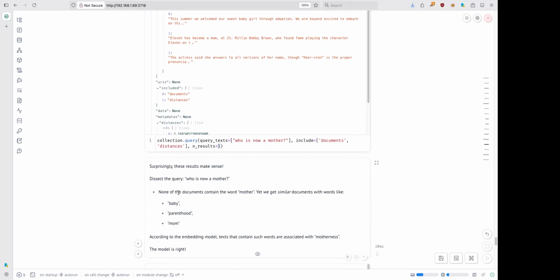So we see here the key idea is that none of the documents actually contain the word mother. I chose this query specifically because some of these texts talk about motherhood, talk about babies and parenthood and moms, but they don't contain the word mother literally. Yet somehow, through, let's say, the magic of machine learning and embedding, we found what we were looking for. We found documents that are close to mother, and these results are actually correct.